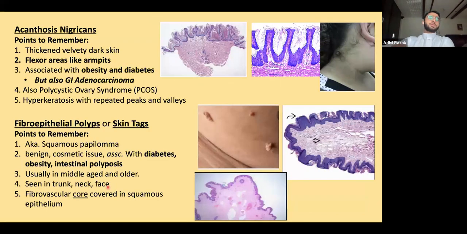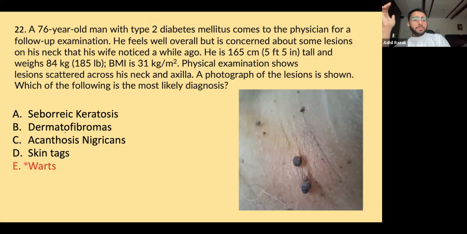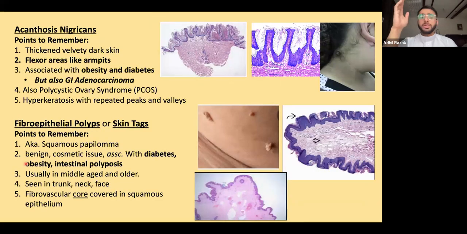All right, so Acanthosis nigricans, thick, velvety skin, as you saw earlier. And it happens in flexor areas. Once again, there's another condition in flexor areas. But most of the time, when you get a question like this, it's going to be either on the neck or in the armpit, neck, armpit. It's associated with obesity and diabetes. Also, polycystic ovary syndrome. I changed the question because I'm not sure if you've taken PCOS yet. Maybe in COM, but I'm not sure. So yeah, hyperkeratosis with repeated peaks and valleys, as you can see. It's kind of like a pretty picture, you know, it's like a little mountain range. Yeah, so this is very characteristic for Acanthosis nigricans.